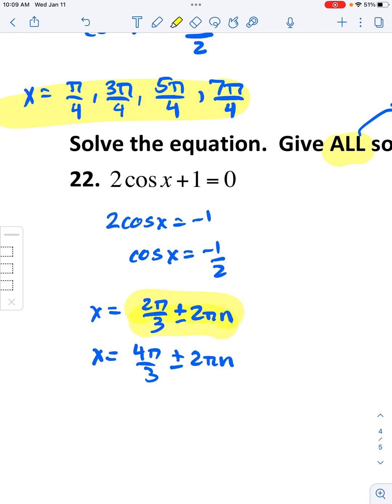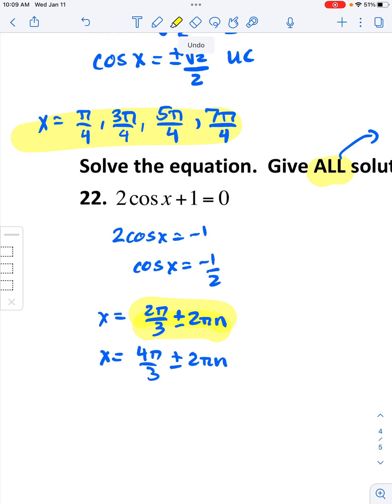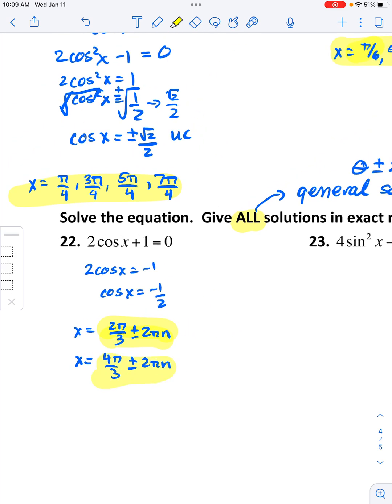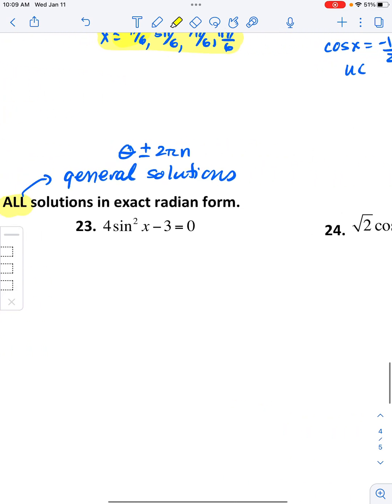I'm going to be adding that coterminal aspect, so it's giving the general solution, like all possible numbers that exist in the whole entire world, which is usually a lot. All right.